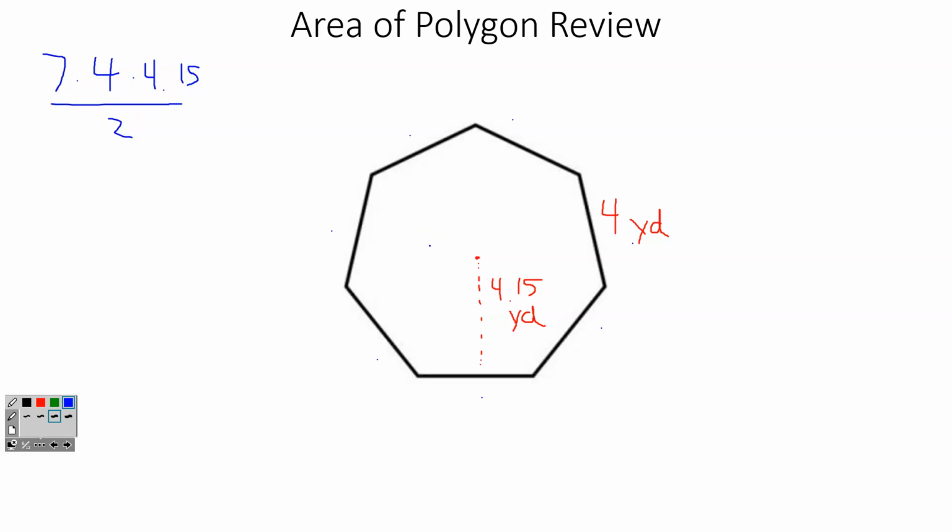So I'm going to type this in my calculator. 7 times 4 times 4.15 divided by 2 should give me an answer of 58.1. And in this case, it would be yards squared. So if you did the triangle method, you should have gotten that same answer.